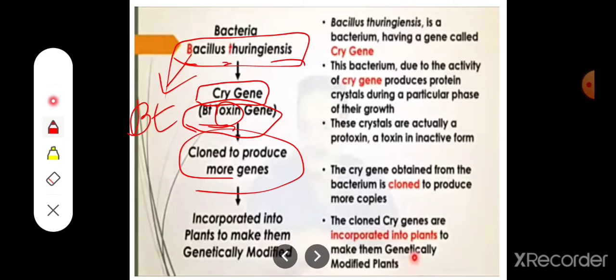We use a vector to carry this gene into a host cell, and with that host cell we are making many clones of these genes. Right, we form copies of the cry gene, and we are going to incorporate these cry genes into the plants to make them genetically modified. So they are multiplying the number of cry genes and making a genetically modified plant by incorporating this cry gene into the plant.